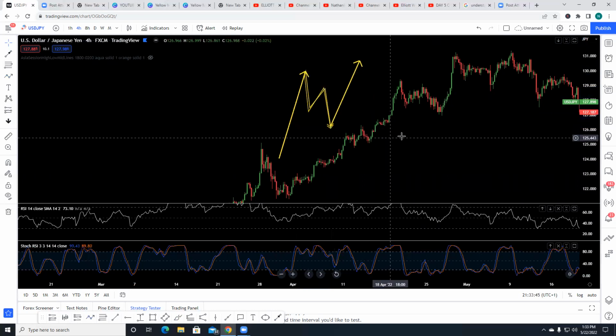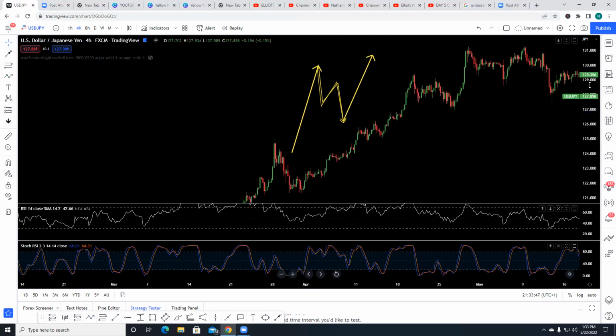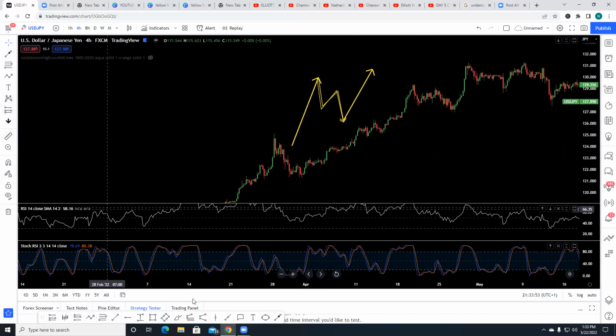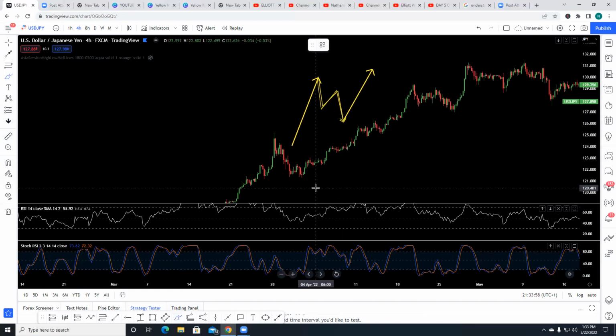Remember the guideline for the formation of a zigzag. But after this C is formed, guys, you want to look at your stochastic and stochastic RSI. You must see the two reset to the low. Stochastic RSI reset to the low, RSI reset to the low.